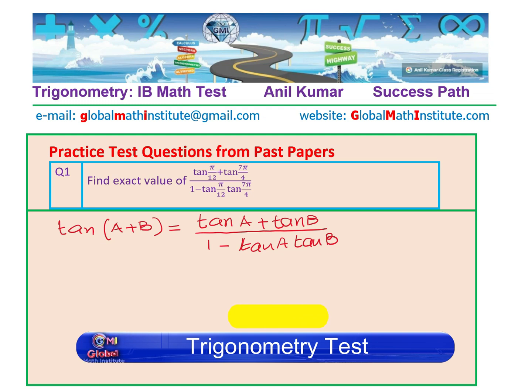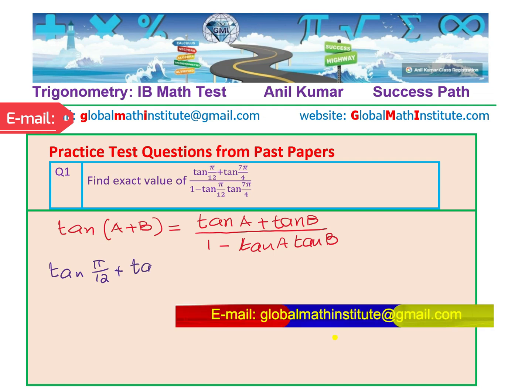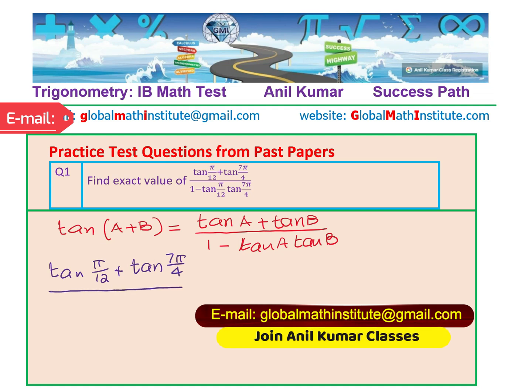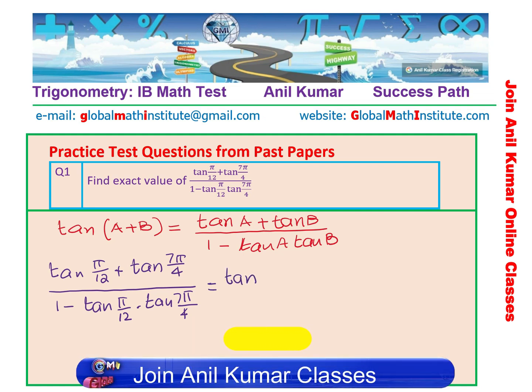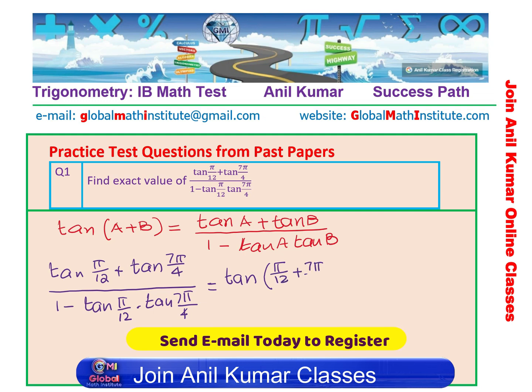So in this case, since we need to work with tan pi by 12, A is pi by 12, right? And then we have tan 7 pi by 4. B is 7 pi by 4, right? 1 minus tan pi by 12 times tan 7 pi by 4, correct? So that can be written as tan A plus B, which is pi by 12 plus 7 pi by 4.